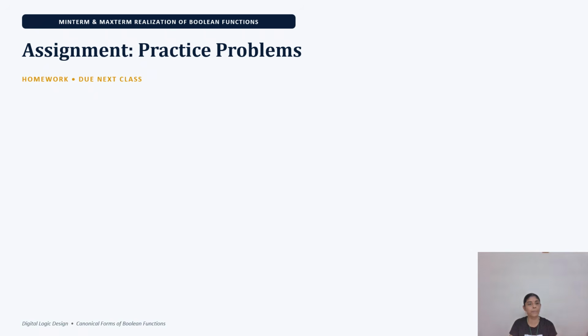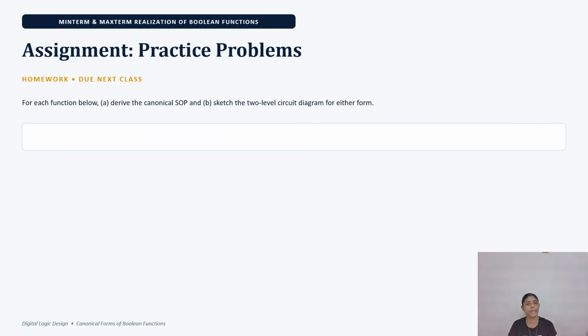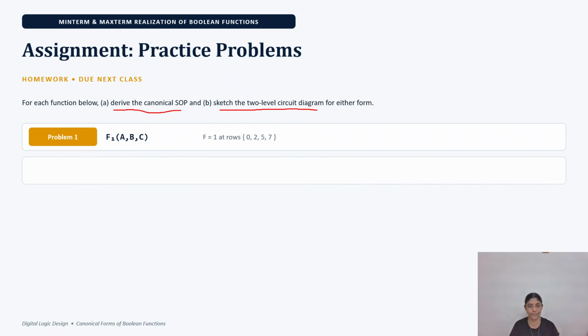So some assignment problems I have also given you. The due time is before the next class. So before watching part 3, please try to complete all these parts. For each function below, you have two tasks to do. One, you have to derive the canonical form. Next, you have to draw the 2-level circuit for all the forms. So problem 1, F1 of ABC. F is equal to 1 at rows 2, 3, 5, 7.